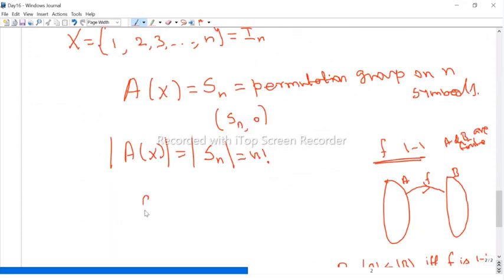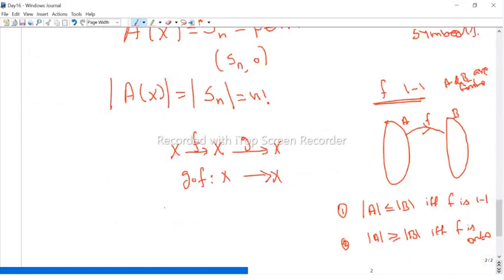Because everything is a domain and codomain, suppose f is a function from X to X. If you take another function g that is also a function from X to X, then the composition g composition f is also a function from X to X. How do we define our composition? At a point, if we take any small x, we define g composition f of x as nothing but g of f of x. This is a composition of two functions at a point.